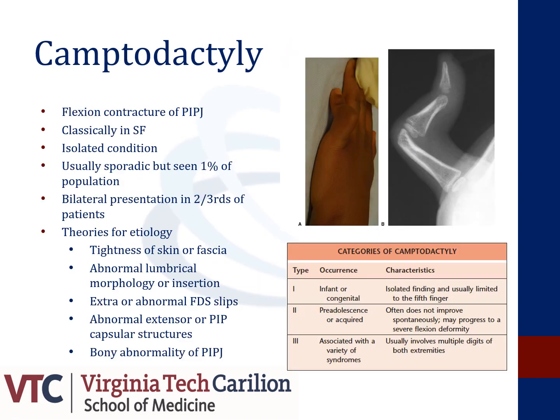Camptodactyly is another relatively common congenital difference, and this involves a flexion contracture of the PIP joint, typically of the small finger. It's fairly common, about 1% of the population has some form of camptodactyly present. The joint has fully developed, but there's significant contracture present at birth, typically due to some form of extrinsic etiology. As this can interfere with grasp, surgical treatment is often recommended.